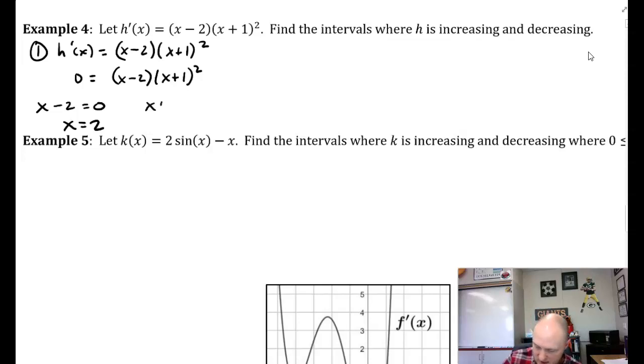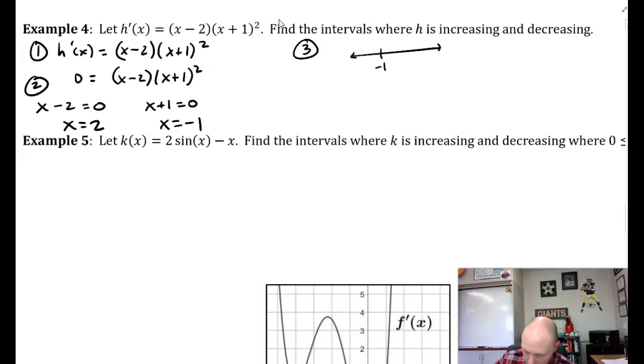It also implies that x plus 1 is equal to 0. So x is equal to -1. Okay, so there I have my 2 critical values. Now, is h prime of x ever undefined? Investigate this. Are there any discontinuities that I have to worry about? No. So my critical values, that was step number 2. My critical points are -1 and 2.